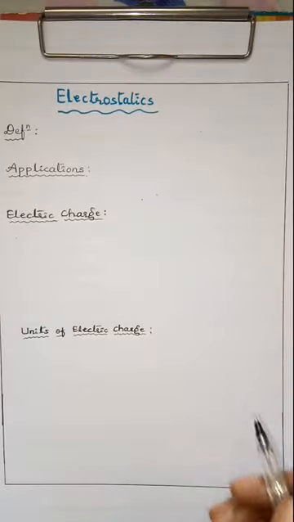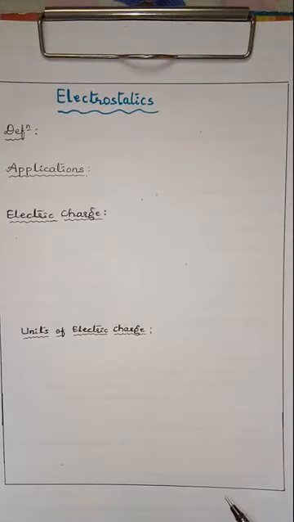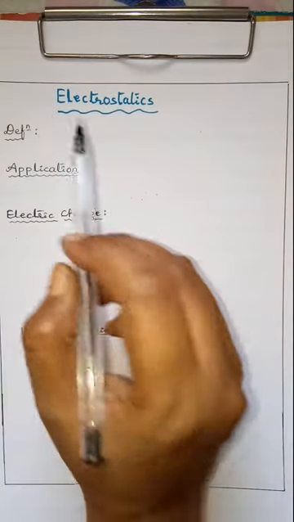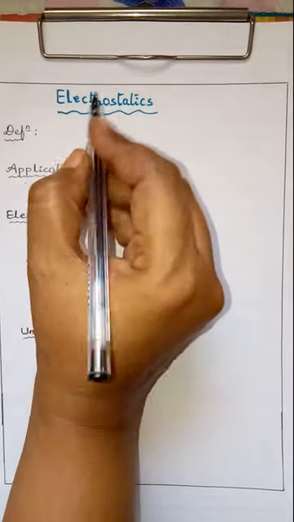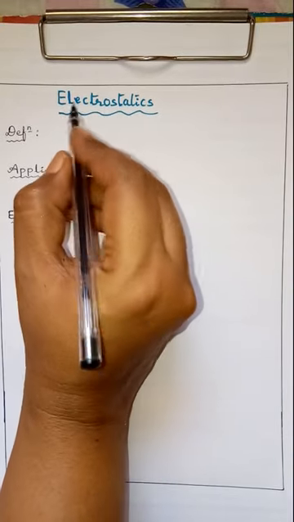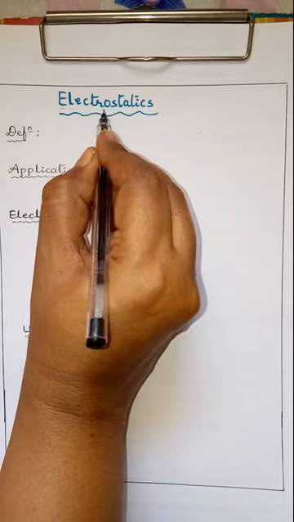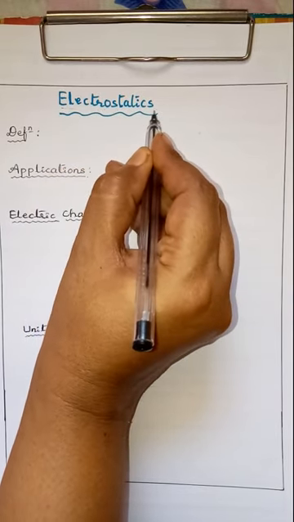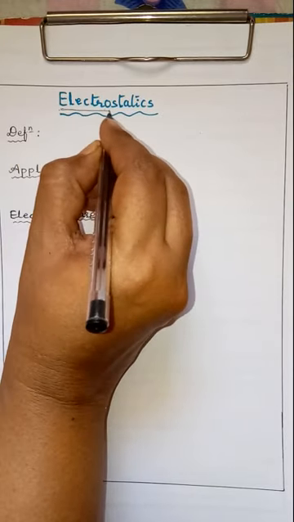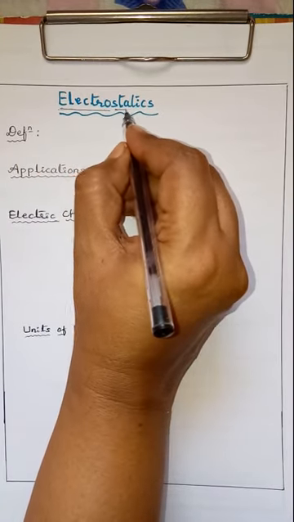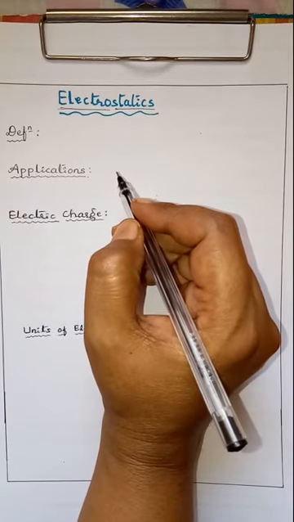Good morning, children. Let us start with the first topic from the first part of the physics, that is electrostatics. So, electrostatics, here I can divide the complete term into two parts, that is electro and statics. Electro, I can take it as the electric charge. Statics means, you know, at rest.